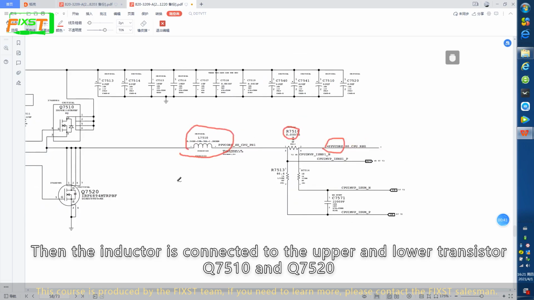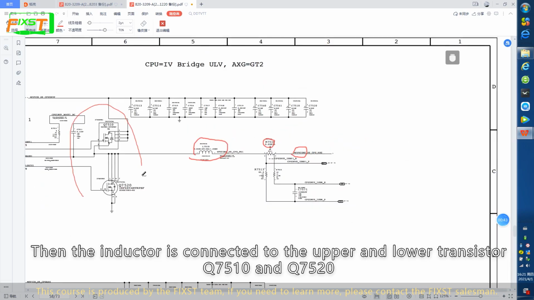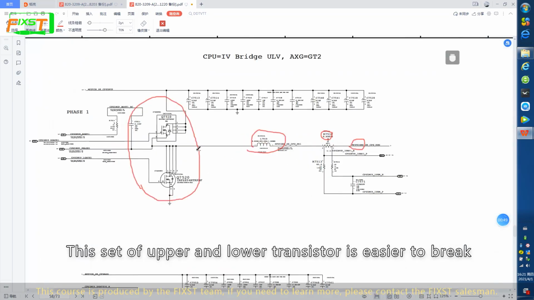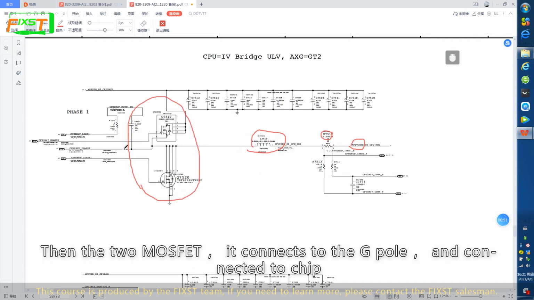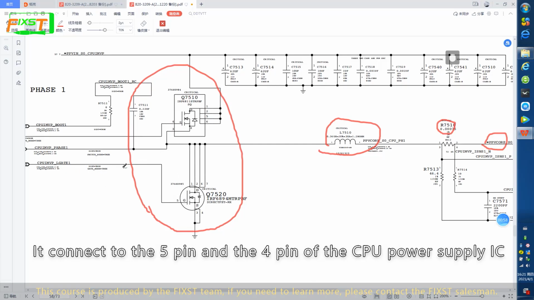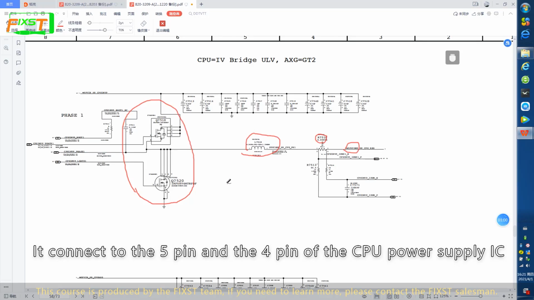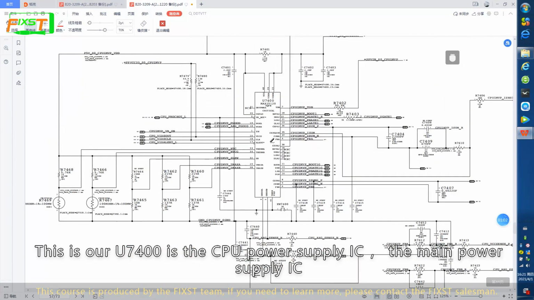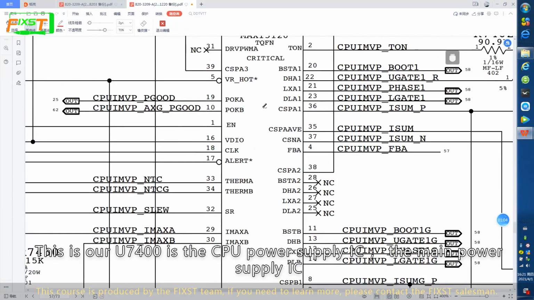Then the inductor is connected to the upper and lower transistors Q7510 and Q7520. This set of upper and lower transistors is easier to break. Then the two MOSFETs connect their G pole to the chip. It connects to the 5-pin and the 4-pin of the CPU power supply IC. This is our U740, the CPU power supply IC, the main power supply IC.